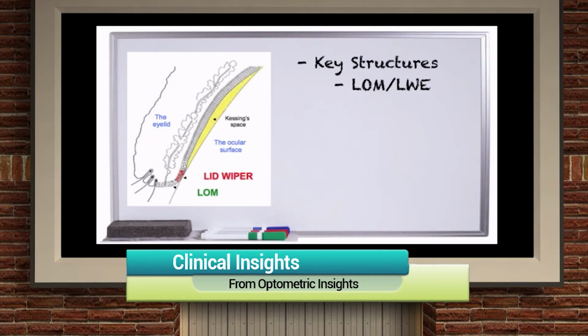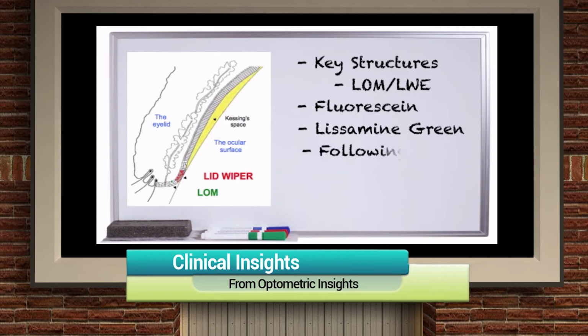Remember that the line of Marx is a different structure than the lid wiper. The lid wiper is a portion of the marginal conjunctiva of the upper eyelid that acts as a wiping surface to spread the tear film over the eye. Lid wiper epitheliopathy, if present, is easily seen with fluorescein or lissamine green staining upon lid aversion, and gives us an important anterior segment marker to monitor over time with our contact lens wearers and our dry eye patients.